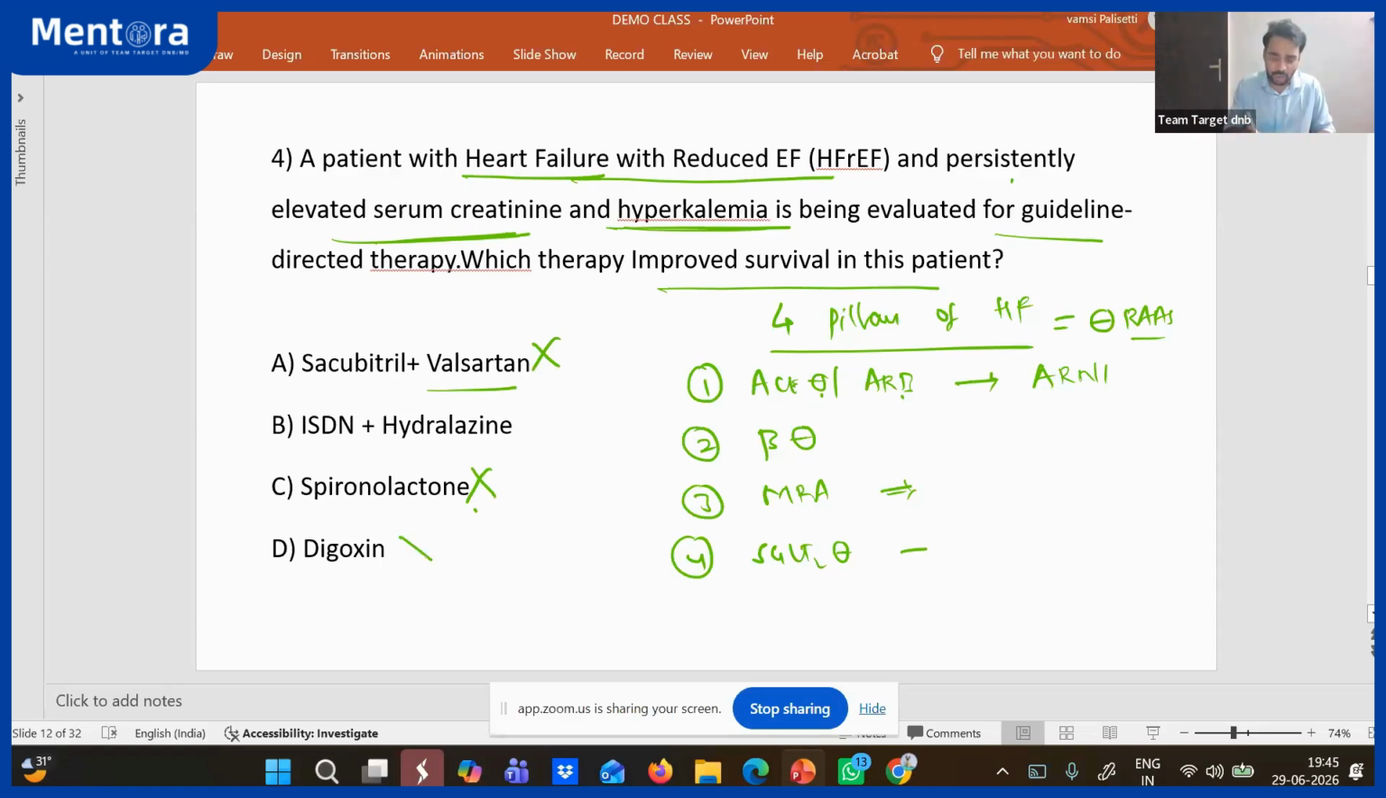And digoxin is no longer used nowadays. Before, they used to use it, it has a potent inotropic action, but they no longer use it. The answer is isosorbide dinitrate plus hydralazine.